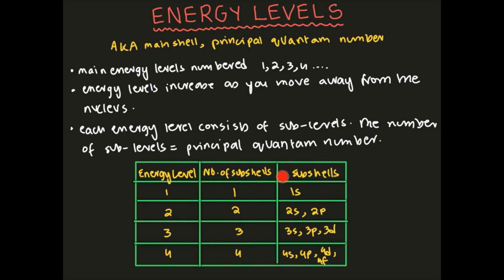And these are the names of the subshells. At 1, you're going to have 1s. At 2, you're going to have 2s and 2p. At 3, you're going to have 3s, 3p, and 3d, and the details of d orbitals are going to be covered in A2. At 4, you're going to have 4 subshells, which is s, p, d, and f, and the details of f are also going to be covered in A2.